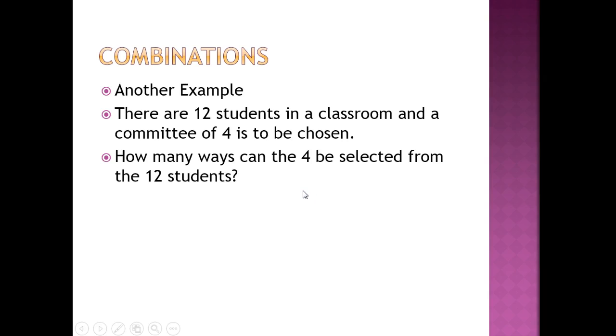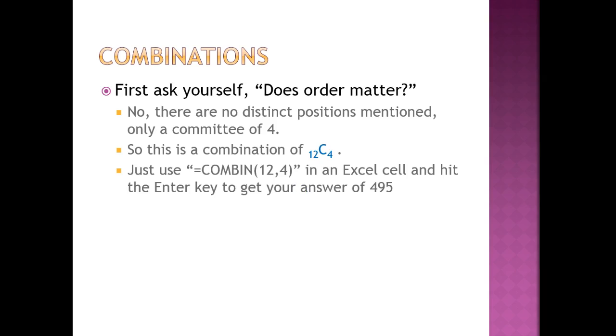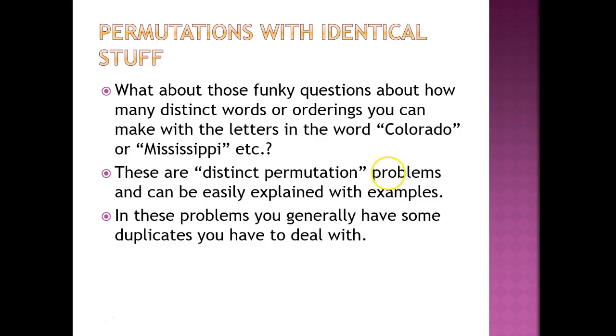Let's say there are 12 students in a classroom and a committee of 4 is to be chosen. They're just going to be on a committee. There are no distinct positions. How many ways can 4 be selected from 12? It's just a 12C4. I type in equals C-O-M-B-I-N, 12, comma 4 in parentheses in Excel. And I hit the enter key. I see that my answer is 495. We nailed it.